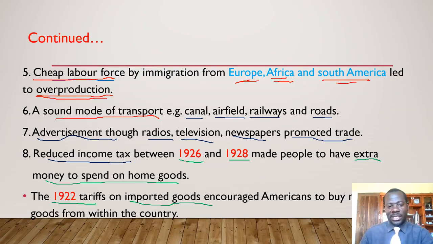What they did was they imposed tariffs on similar things that were imported, but were also found within. So those that were imported, they were charged more tariffs so that people should be buying the things that are found and produced within.